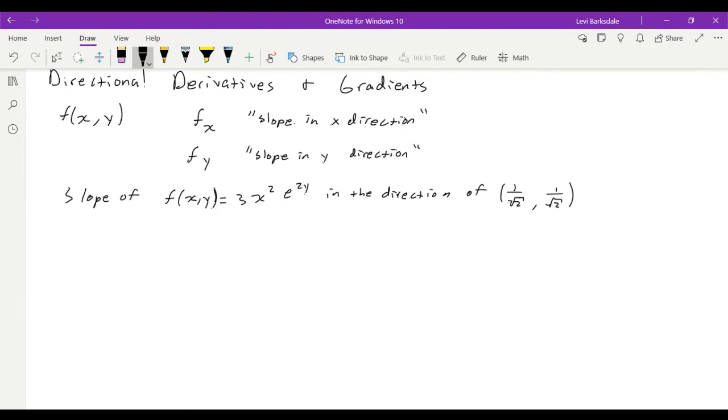That's important. So we can find our partial derivatives f sub x, which is equal to 6x e to the 2y. And also we can find f sub y, which is equal to 6x squared e to the 2y. And also we would need a point. We'll just say at 1, 0. Well, we can calculate our partial derivatives at this point 1, 0.